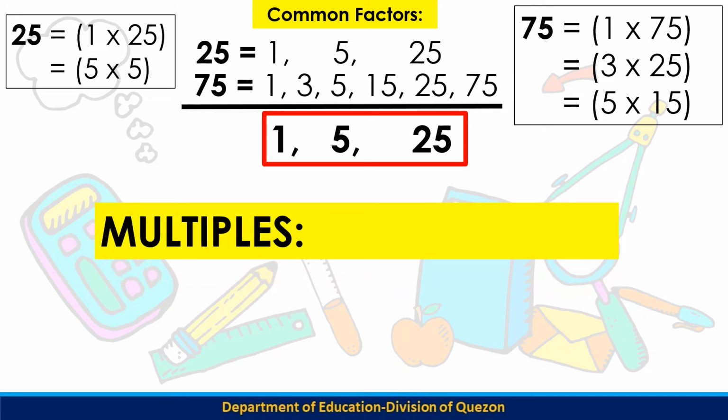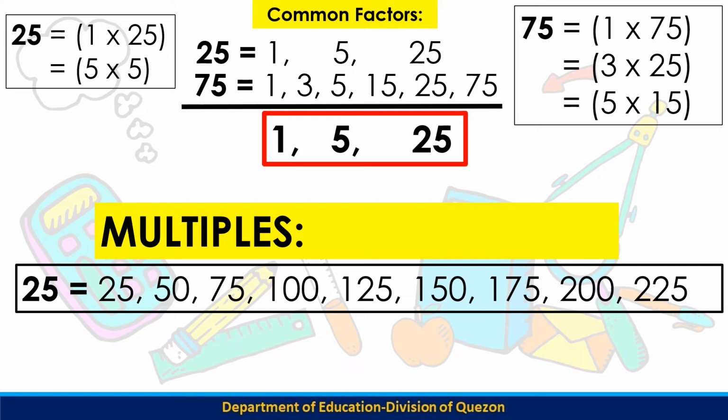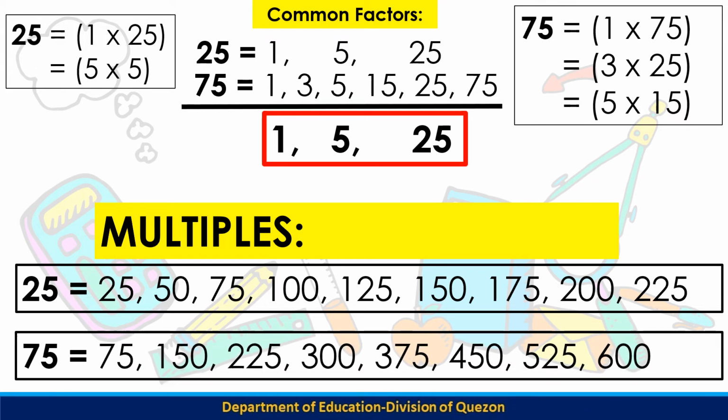Let us see the multiples. Paano naman po nalaman natin na ganun ang sagot? We have 25 equals 25, 50, 75, 100, 125, 150, 175, 200, and 225. Yan. Paano nga po natin nakuha ito? Ito po ay minumultiply lang natin by 1, 2, 3, 4, 5, and so on and so forth. Then, 75.